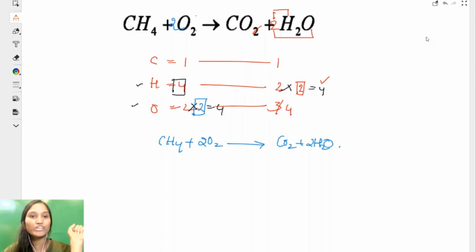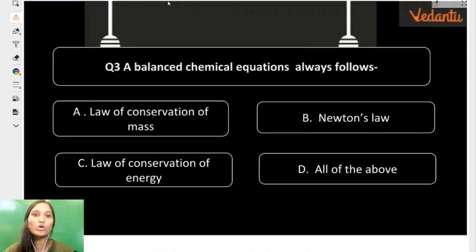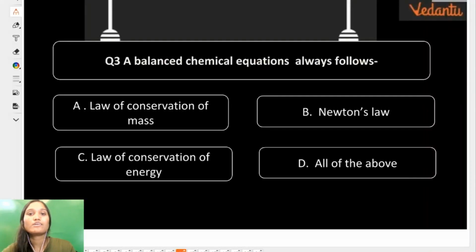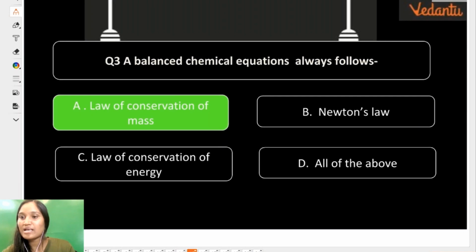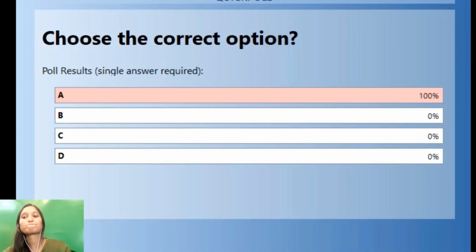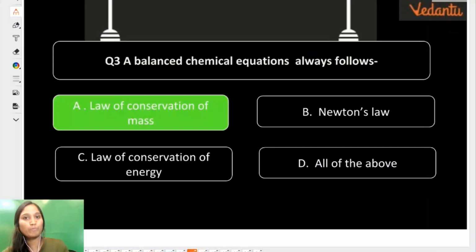Now I have one other question for you coming up. Please go through this question. Please go through the options also carefully. The answer for this question is law of conservation of mass. Law of conservation of mass is something which deals with balancing chemical equations, mass, creation, destruction, and conversion of one form of mass into other. There you go with the answer on the screen. Everyone in the class, 100% of you have responded correctly.